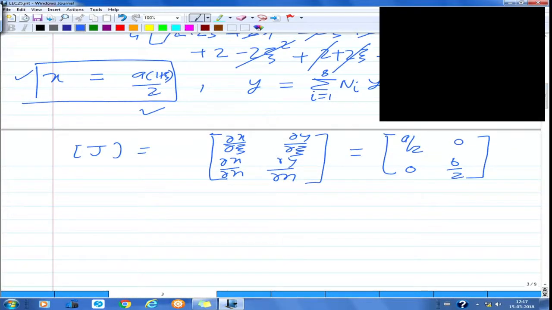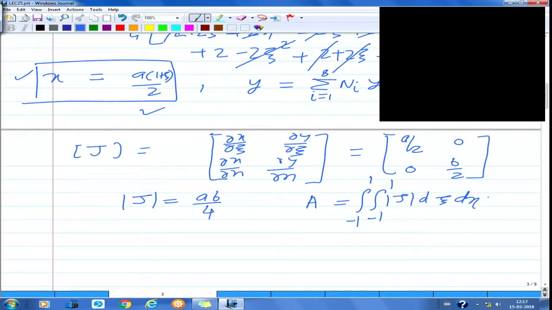So now you automatically find that these cross derivatives here are 0 for an element which is a rectangle in the physical coordinate space. And then if you want to find out the determinant of the Jacobian matrix, as you see, determinant of J is simply going to be ab by 4. So essentially it is 1/4 the area of the element in the physical coordinate space. Because now if you want to calculate the total area of the element, the total area would be integration from -1 to +1, -1 to +1, determinant J d xi d eta. So this is how you will evaluate.